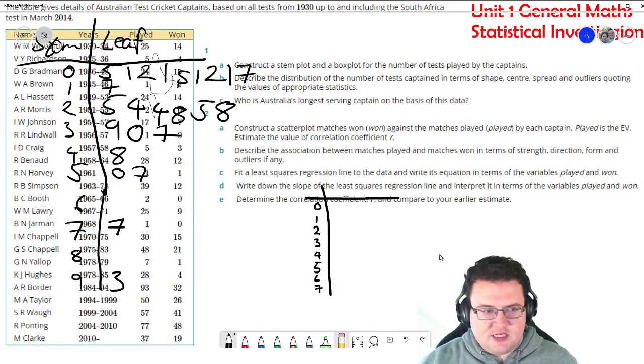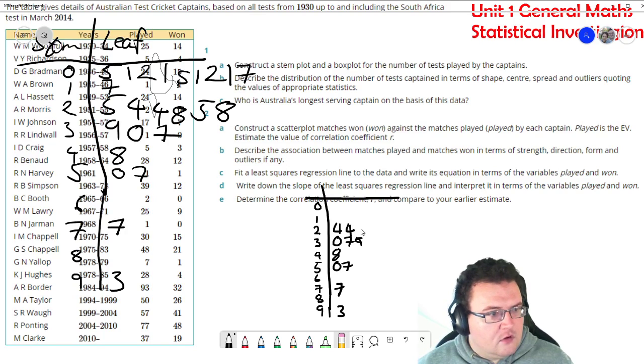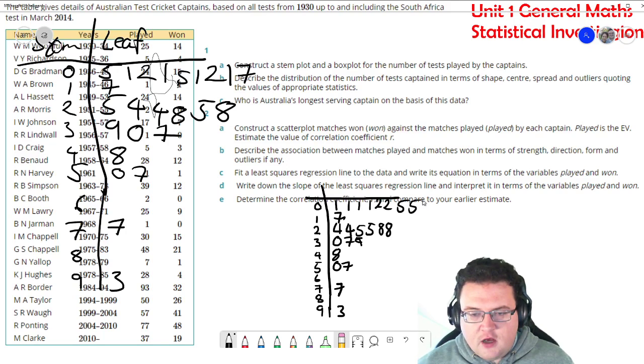Trying to do it as neatly as possible, although that doesn't always work. All right, obviously 93, that's fine. 77, that's fine. 50 and 57 are fine as well. 48. Now, obviously, I need to do 0, 7, 9. 4, 4, 5, 5, 8, 8. 17. And we've got 1, 1, 1, 1, 2, 2, 5, 5, and 7. So there's my stem, and there are my leaves.